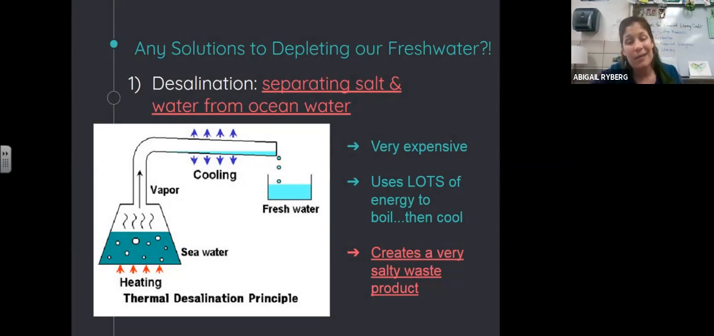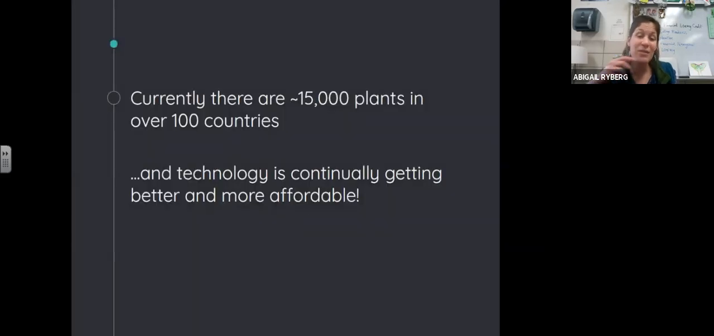So I would love for this to be better, but right now it really just isn't. We're not very good at it. Now, when I say that, there are 15,000 plants in over 100 countries. Not all of those are here by any means, but this is an area of a lot of interest and research. So this could be your field. This could be your thing.